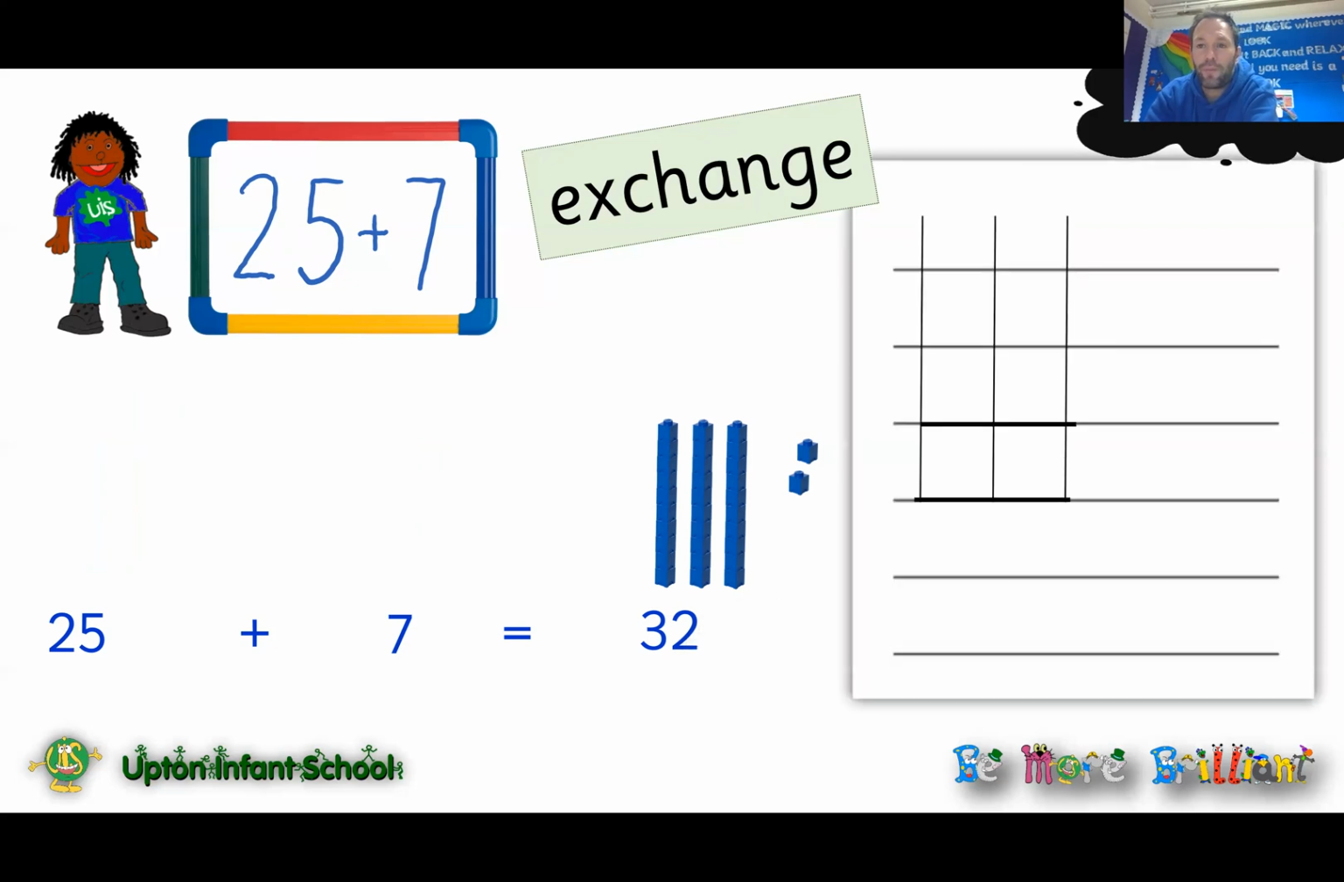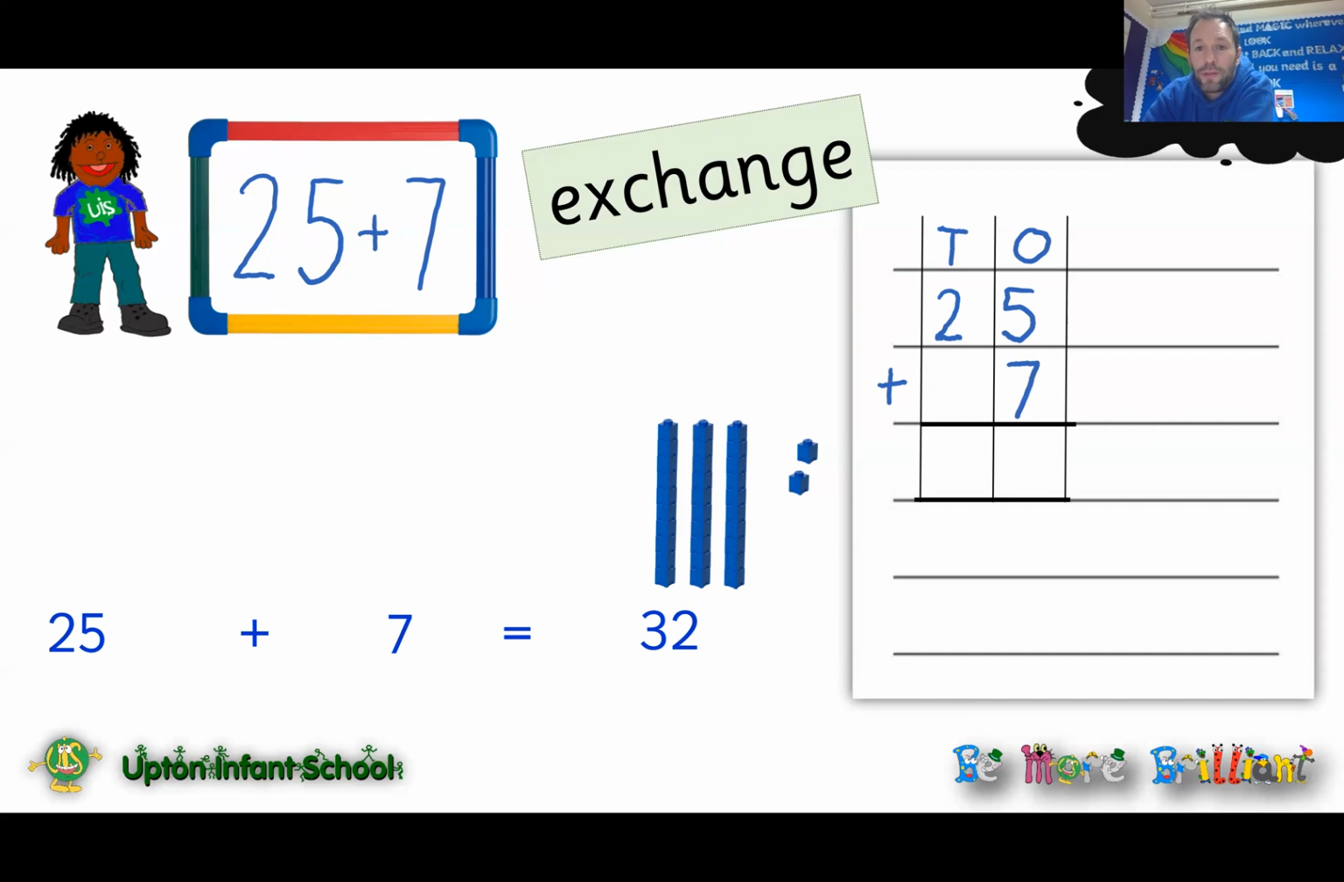Okay, how did you get on with that? Let's have a little look. So here's my column. What goes at the top of my columns? I need a T and an O for 10s and 1s. Then I'm going to put in my 25, 2 in my 10s, 5 in my 1s column. Now I need to add on 7. I've got nothing in my 10s here. There's my add sign. Nothing in the 10s, 7 in the 1s.